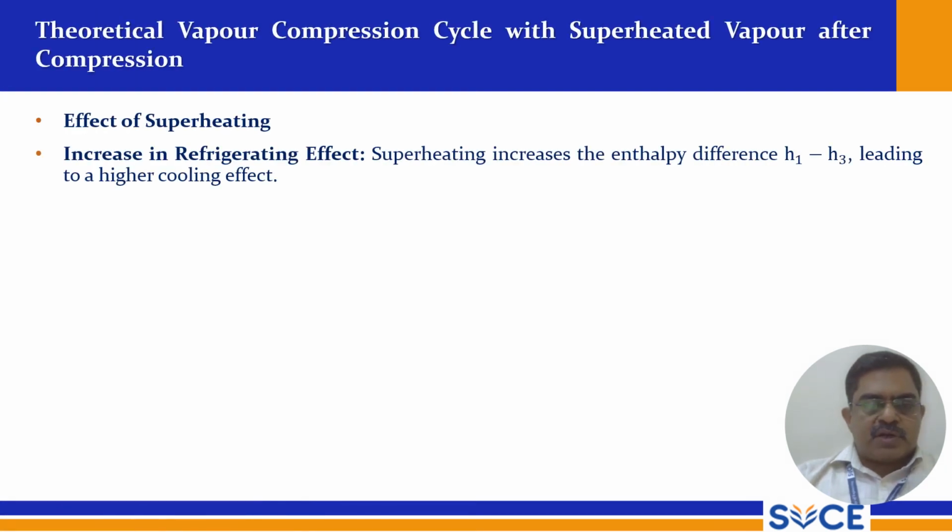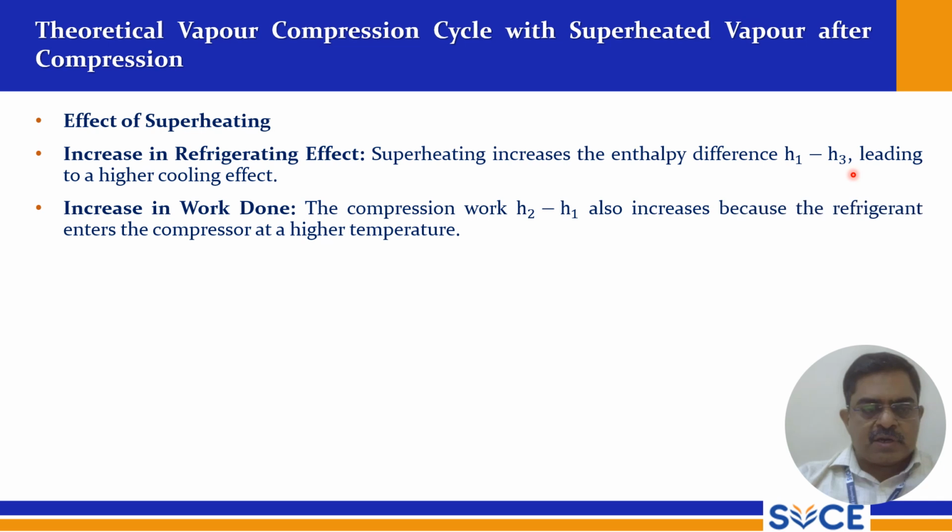So the effect of superheating here is that it increases the refrigerating effect. Superheating increases the enthalpy difference, that is H1 minus H3, leading to a higher cooling effect. So the difference between H1 and H3 is becoming larger here, and there is an increase in work done. Work done is the compression work, H2 minus H1, which also increases because the refrigerant enters the compressor at a higher temperature.